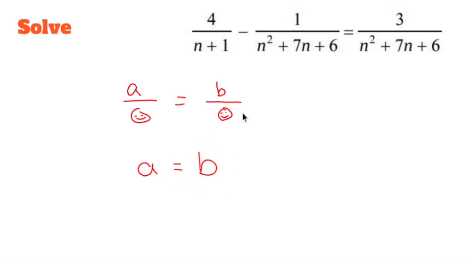Now, why am I bringing that up for a problem like this? Well, these guys are the same. If I can find a way to make this guy look like this guy and combine these fractions, then I will have a fraction equaling a fraction where the denominators are the same and therefore the numerators will be the same. So this is what I'm going to do.